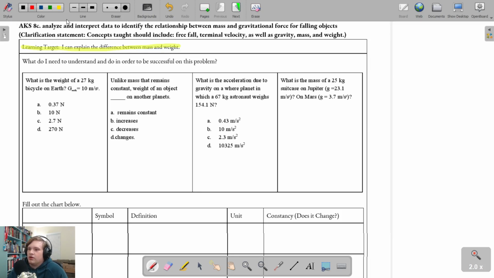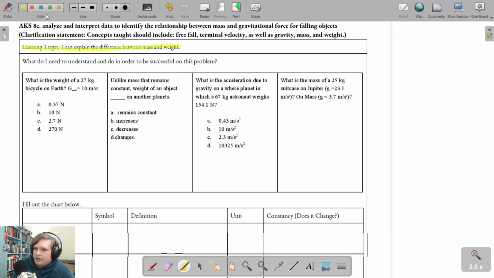So, first learning target. I explained the differences between mass and weight. We know that mass deals with matter, weight deals with gravity, and we look at these questions, and we should be able to answer them no problem. First question. What is the weight of a 27 kilogram bicycle on Earth?